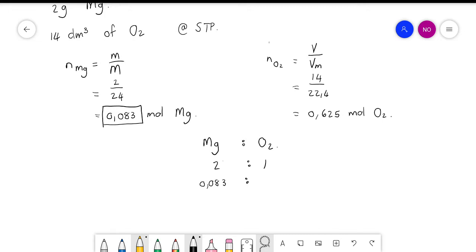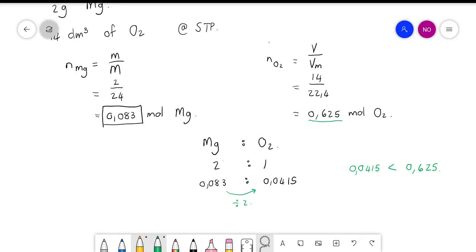0,083 gedeeld deur 2. Do you guys understand what I'm saying? I'm just going to say that divided by 2 is 0,0415. Ek het net gedeel deur 2. Nee, want dan is hulle mos in 'n 1 tot 2 verhouding. Do you guys see that the amount of mole that I need is much less than the amount of mole that I have? That's what I have. So the amount I need is much less than what I have. So stem julle saam, ek het oor genoeg suurstof.